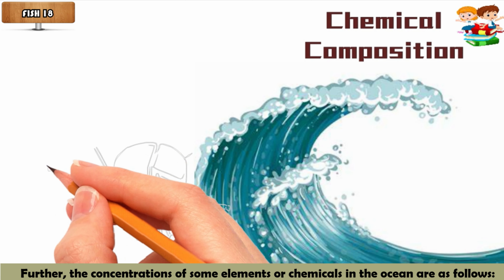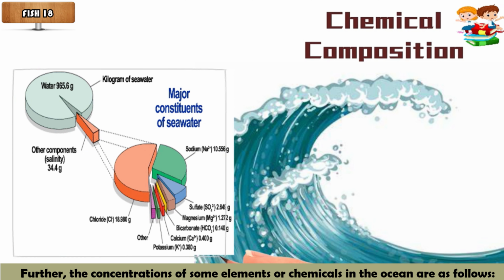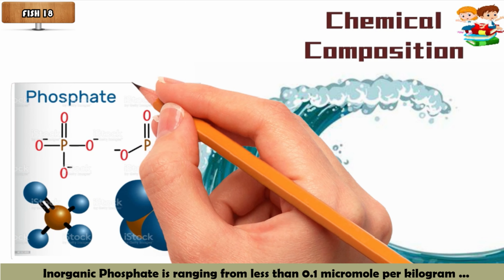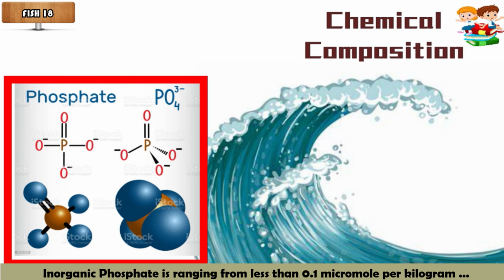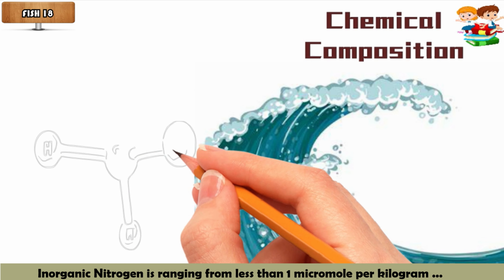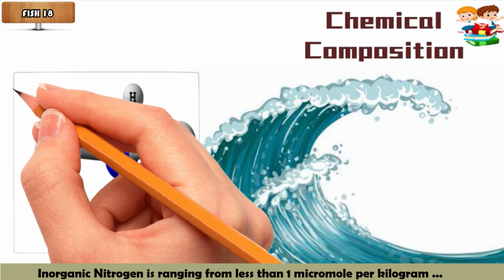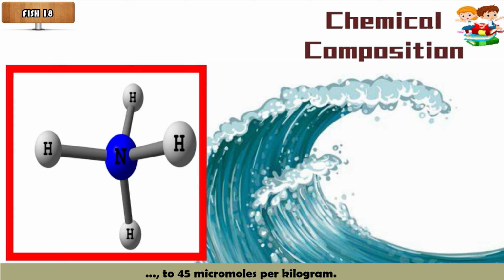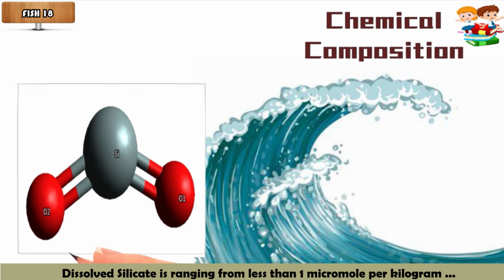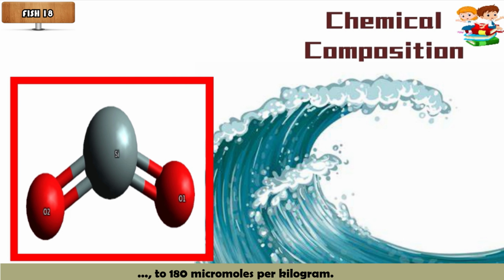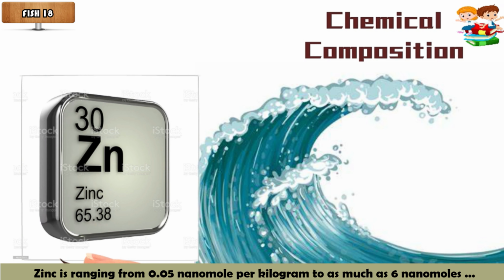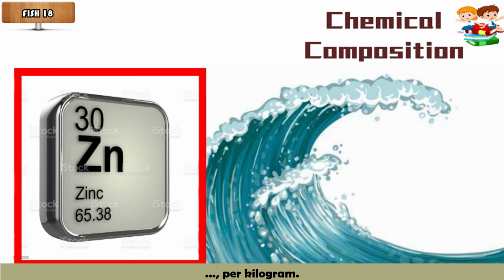Further, the concentrations of some elements or chemicals in the ocean are as follows. Inorganic phosphate is ranging from less than 0.1 micromole per kilogram to 3 micromoles per kilogram at depth. Inorganic nitrogen is ranging from less than 1 micromole per kilogram to 45 micromoles per kilogram. Dissolved silicate is ranging from less than 1 micromole per kilogram to 180 micromoles per kilogram. Zinc is ranging from 0.05 nanomole per kilogram to as much as 6 nanomoles per kilogram.